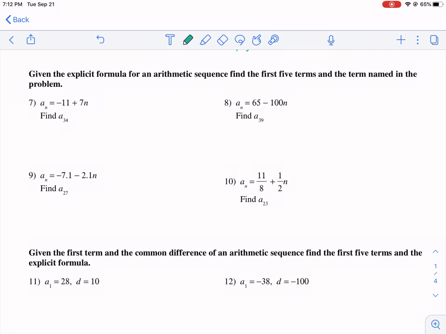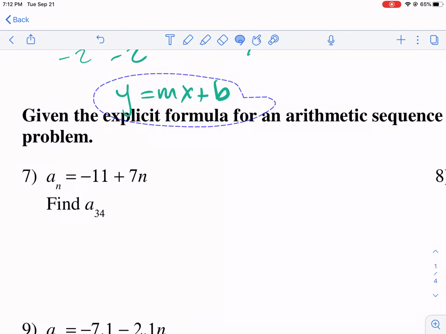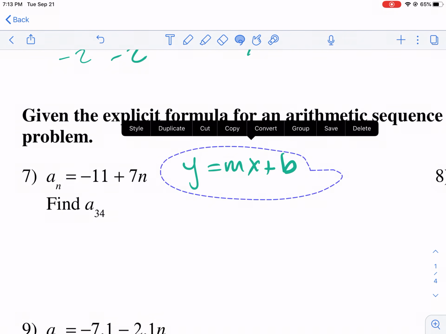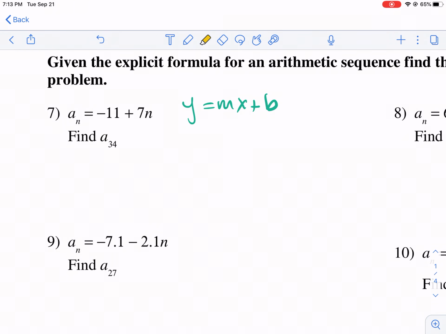Moving on, given the explicit formula for an arithmetic sequence, find the first 5 terms and the term named in the problem. Okay, explicit formula. No, we're not talking about swearing here. We're talking about slope-intercept form, y equals mx plus b. That's our explicit formula. And the reason why it's explicit is because we don't need the previous term as recursive formulas do. Recursive formulas, you need the previous term to find the current term. In this case, we do not.